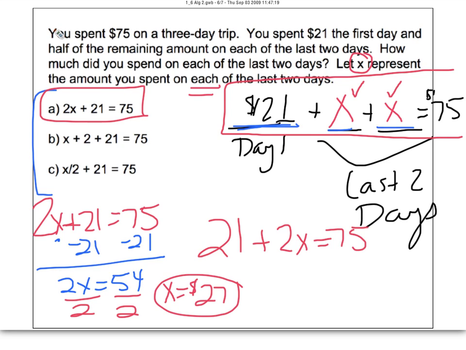Now, does it logically make sense that on each of the last 2 days I spent $27? Could it be that this was a 27 and that was a 27, a 21, and a 75? And it does make logical sense.